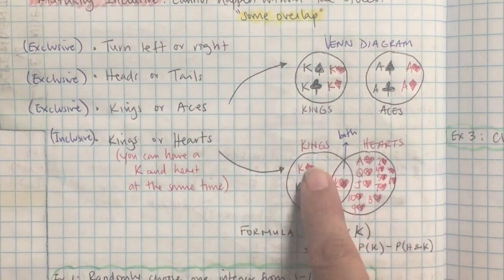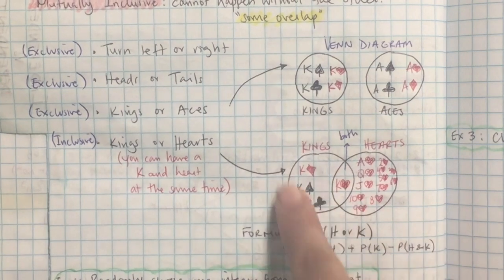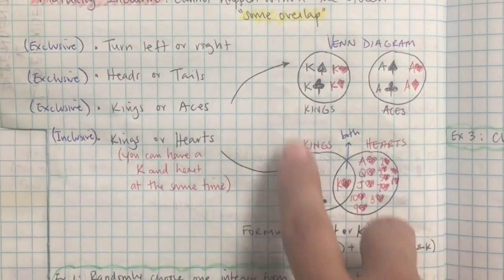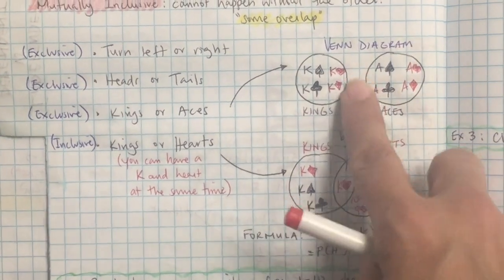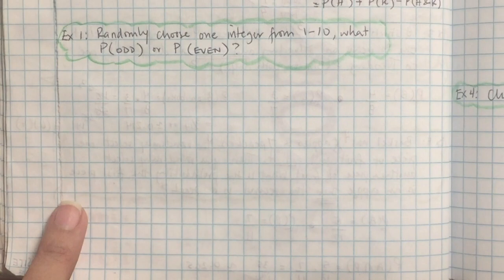Alright, there's a formula for that. Okay, so because it says what's the probability of getting heads or kings, your or is adding them. But because there's an overlap, you have to subtract the overlap. When it's exclusive, it doesn't matter because there's no overlap. The overlap is 0.